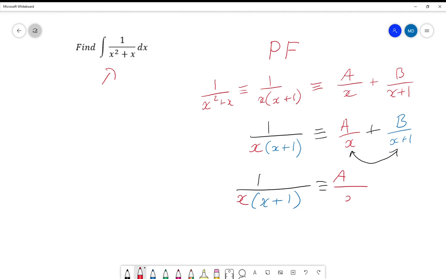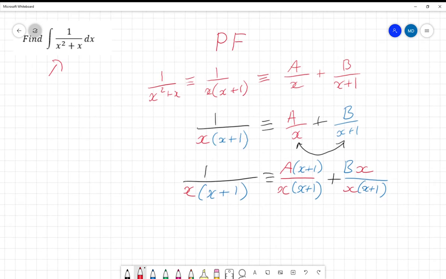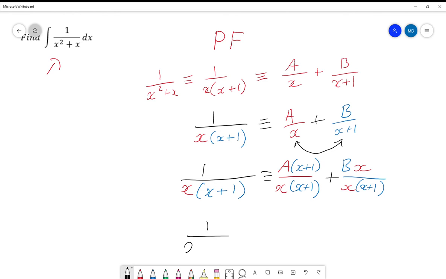We're going to end up with 1 over x(x + 1) is equivalent to A over x(x + 1), remembering, of course, we multiplied both top and bottom of this fraction, plus B over x(x + 1), and then we multiply that here by x. And now from there we can combine this, so we're going to get 1 over x(x + 1) equivalent to A(x + 1) plus Bx, all over x(x + 1).